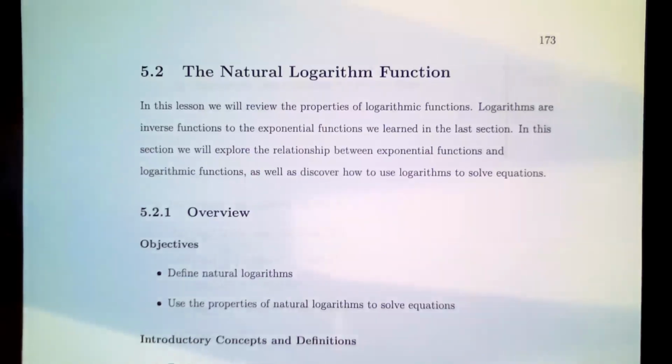Hello, everybody. Welcome back. Today we're going to do section 5.2. And in this section, we're going to talk about properties of logarithmic functions.